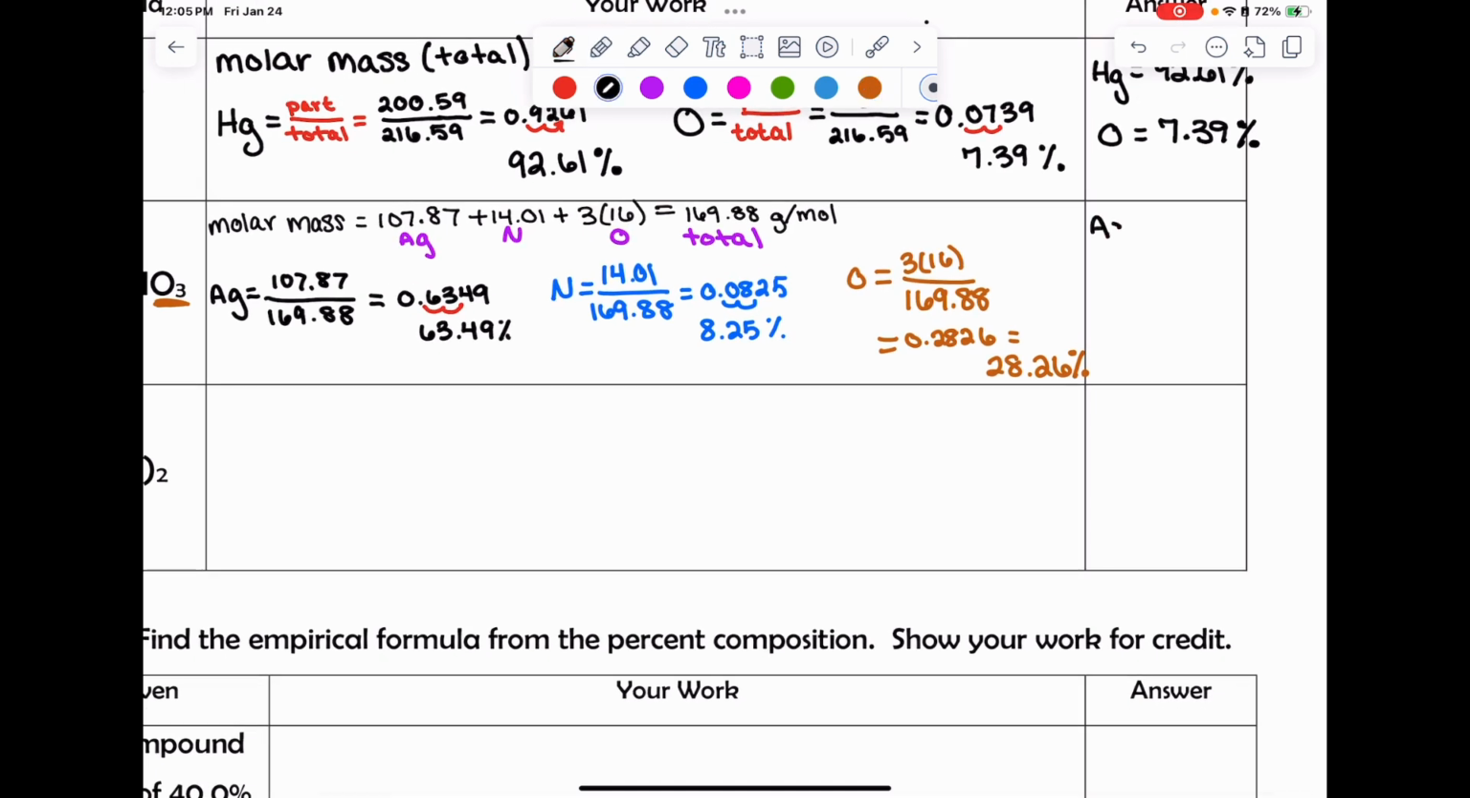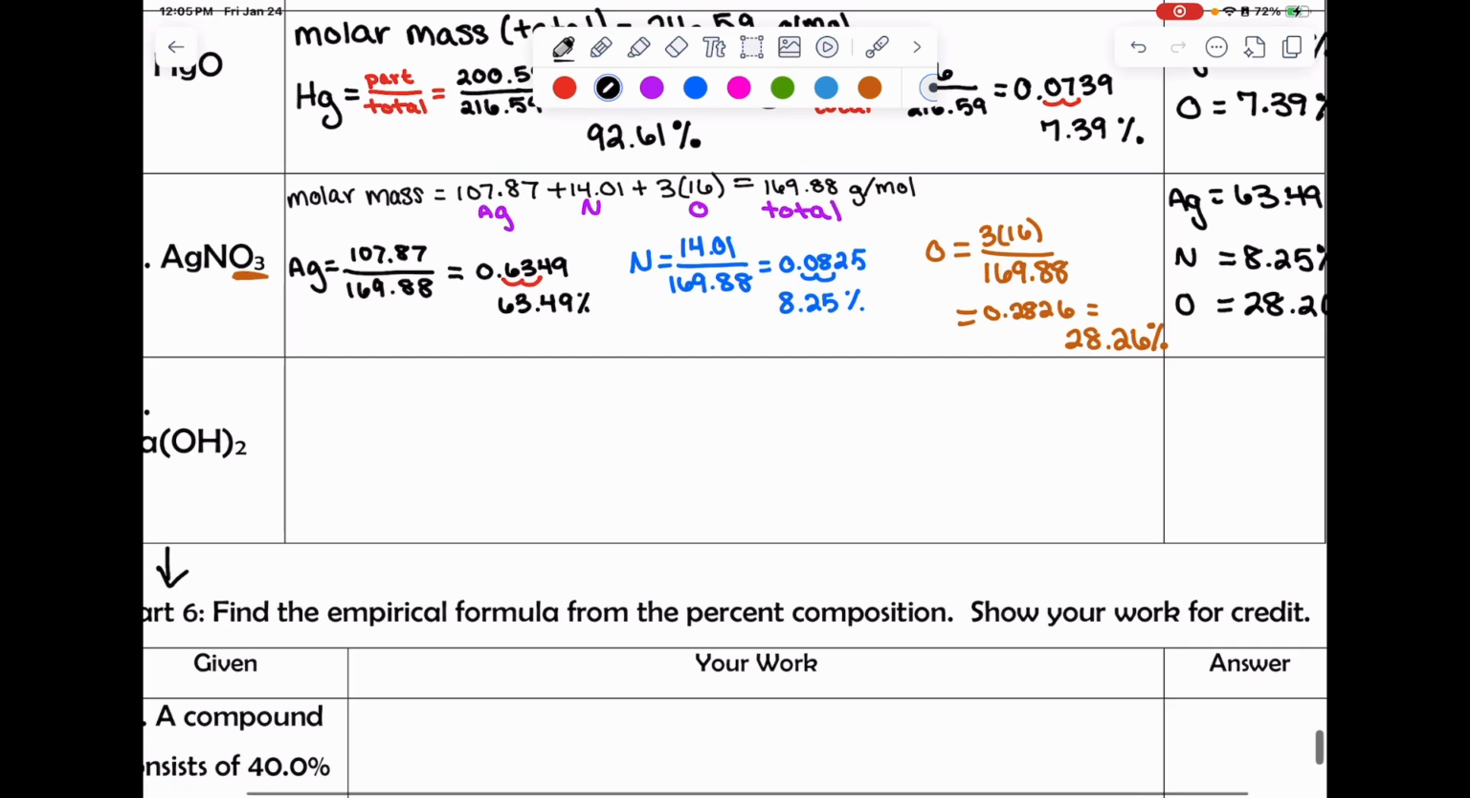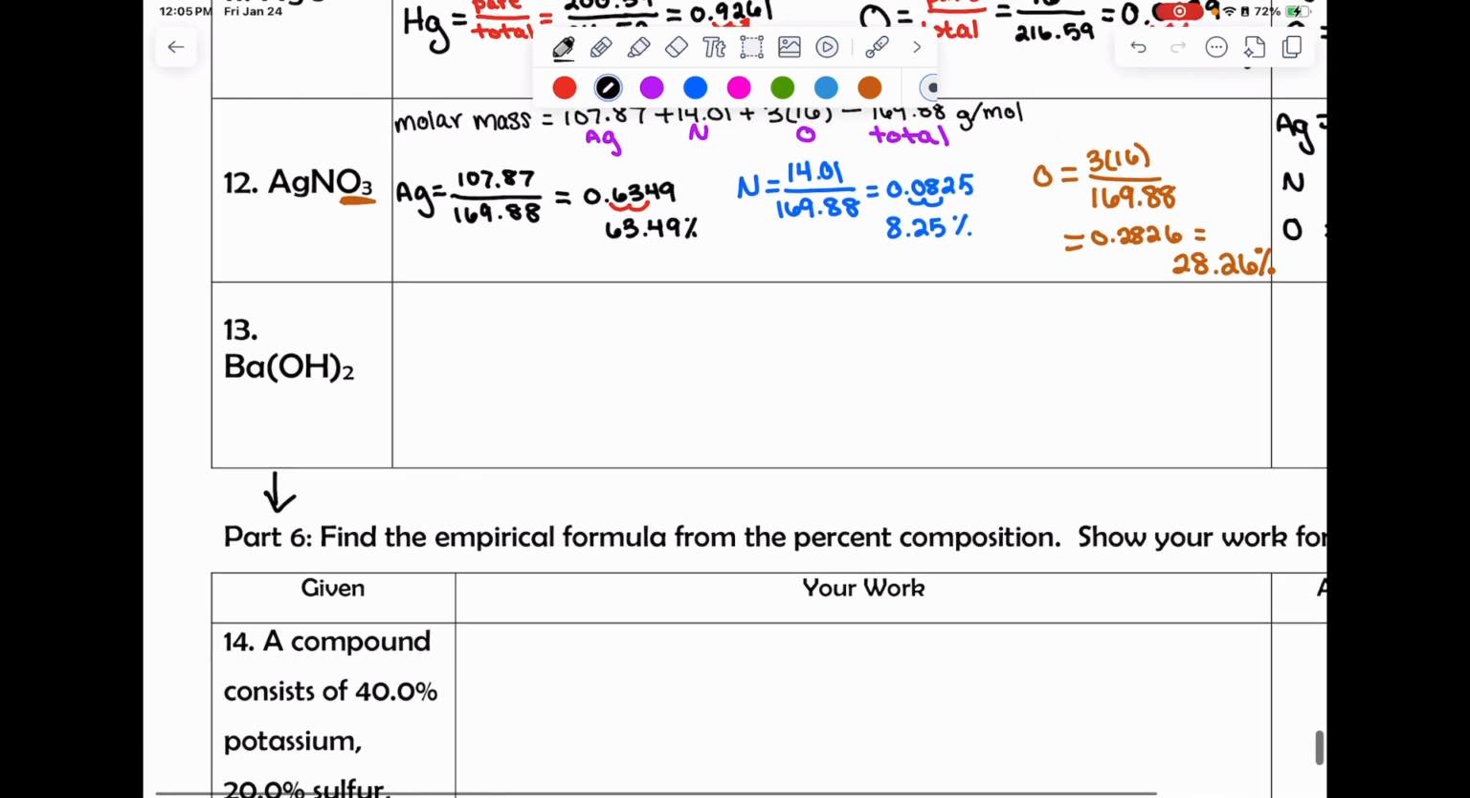So Ag was 63.49%. Nitrogen was a total of 8.25%. And oxygen had a total of 28.26%. Look at us go. Woo! All right, last one.